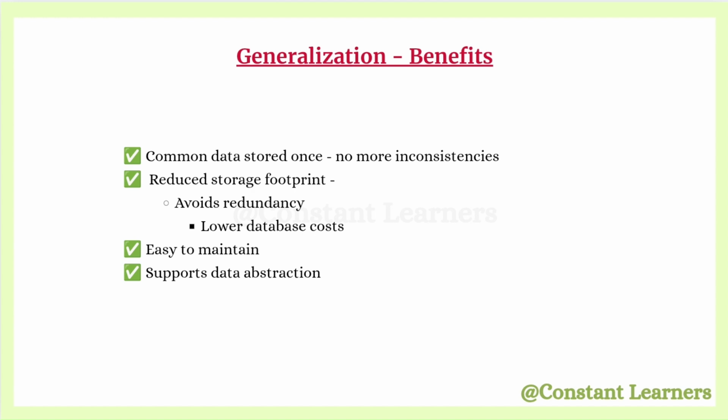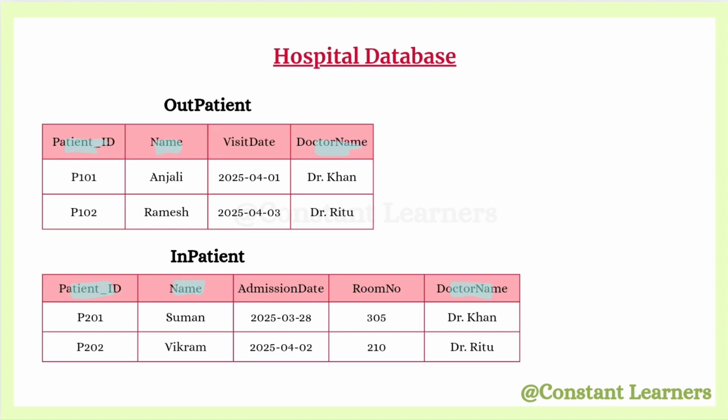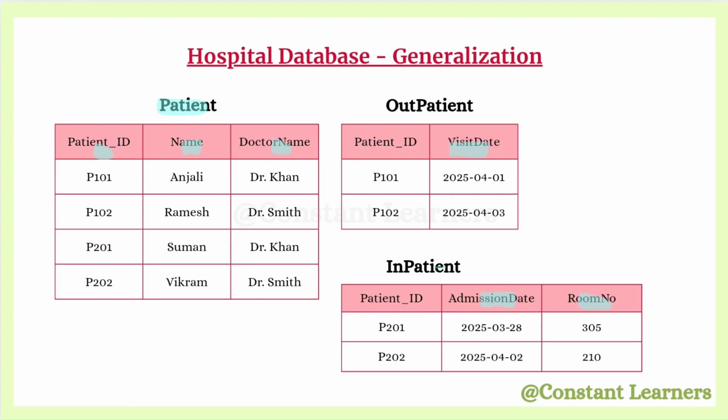So if a patient comes in for a routine checkup, he's an outpatient, right? Because he's just coming for a checkup. But suddenly he needs to be admitted. So now he becomes an inpatient. Now without generalization, we would need to delete their record from one table and create the record in another table. But with our generalized model, what happens? We just need to delete their record from one table, that is the outpatient table, and create it in the inpatient table. The record will be linked to their existing patient ID, right? So their history remains intact and their identity stays consistent.